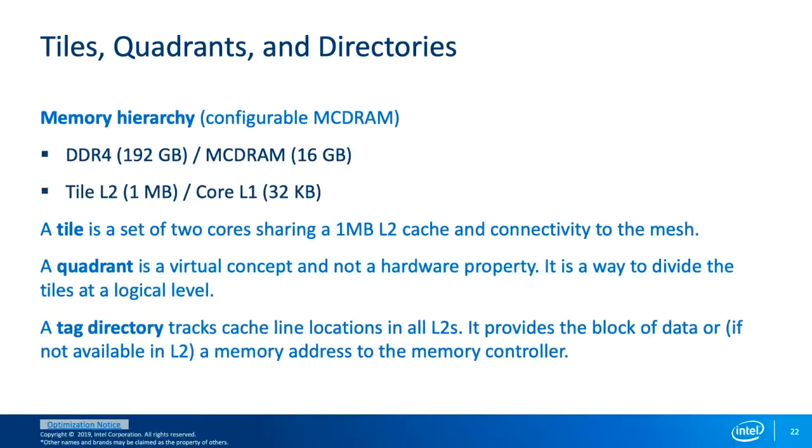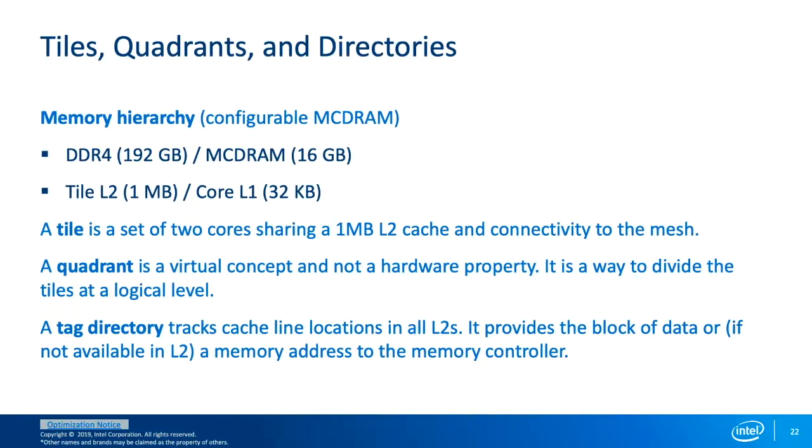So a little bit as a reminder, I mentioned tiles, and I mentioned a tag directory. I don't believe I mentioned a quadrant before. So the memory hierarchy that we have here on Theta, on KNL, is you have DDR4 with 192 gigs per node, and you have 16 gigs of MCDRAM on chip. And then the tiles have their own L2 cache, and the cores have their own private L1.